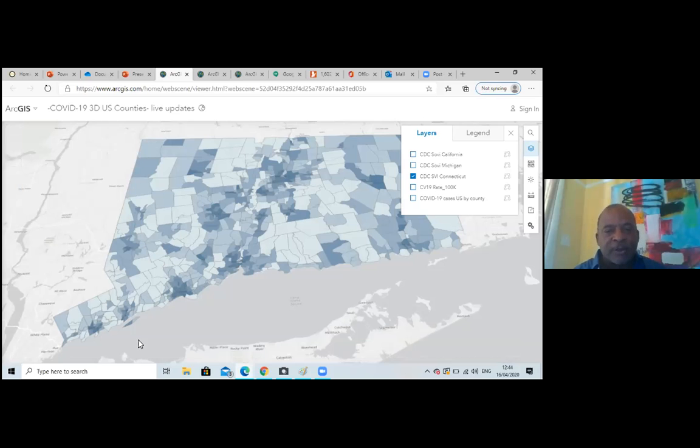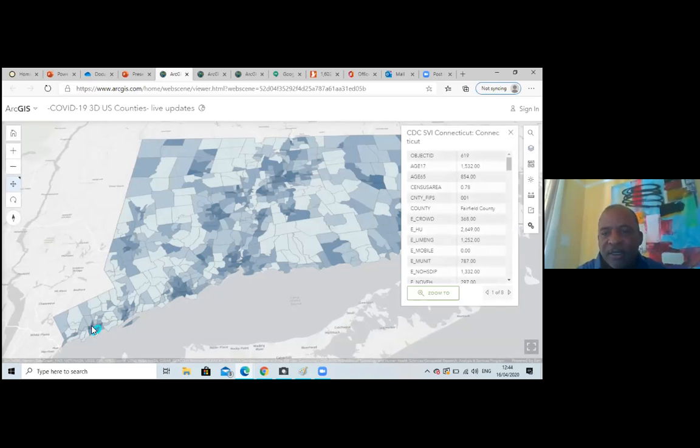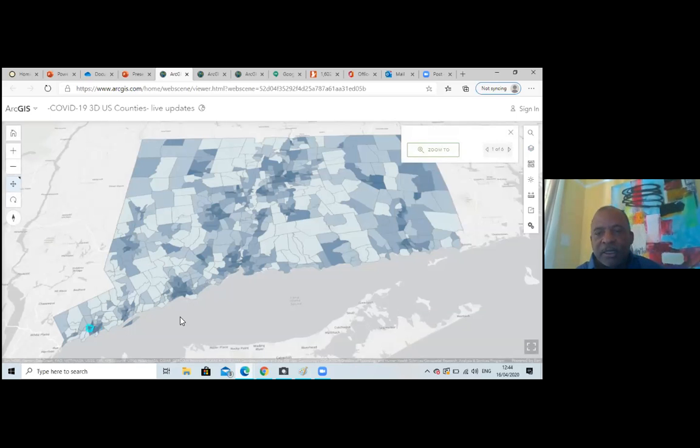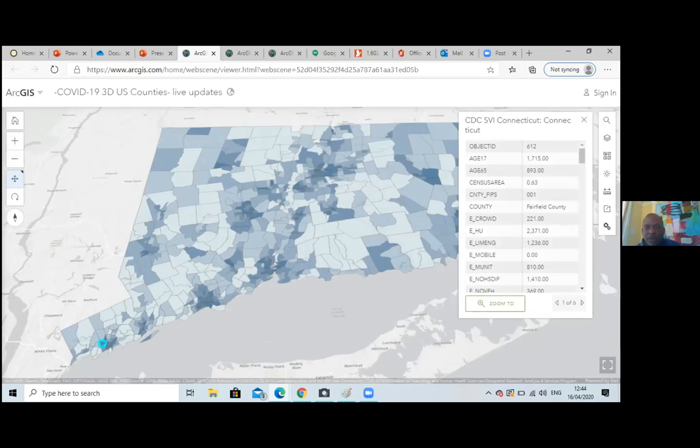This is the entire index. So when you ask what this is composed of, let's look at this area here. I believe this is Stamford, Connecticut, Fairfield County, right? You look at social vulnerability: an area that's darker is going to have higher social vulnerability. And what would that mean?